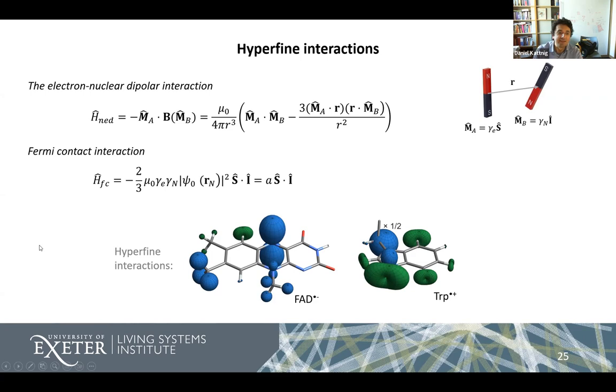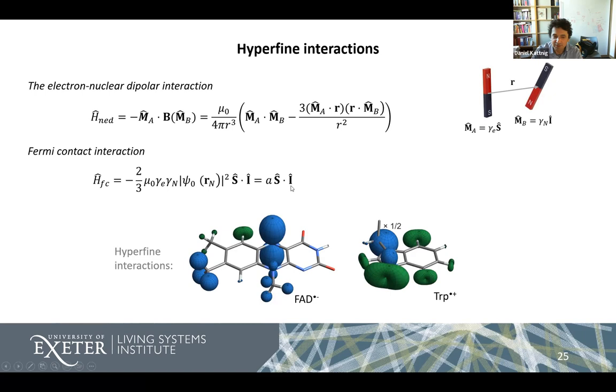And the second type of interaction is the Fermi contact interaction, which results from the magnetic moment of the nucleus being different from that of a point dipole moment, and which can be expressed by this simple interaction Hamiltonian, which just involves a coupling constant, A, and the dot product of the spin of the electron, S, and the spin of the nucleus.